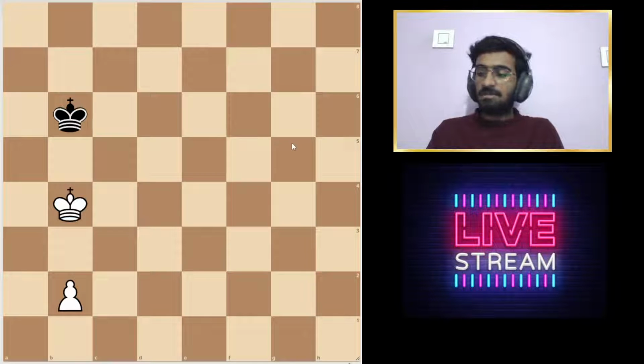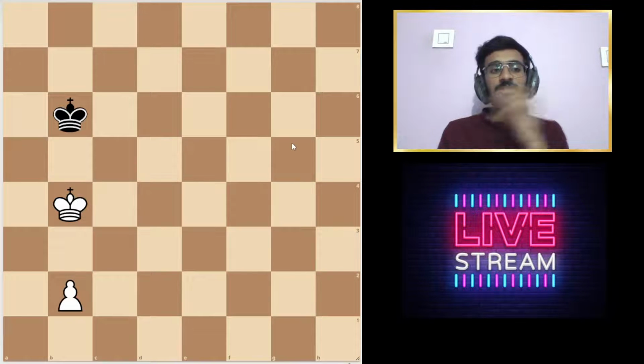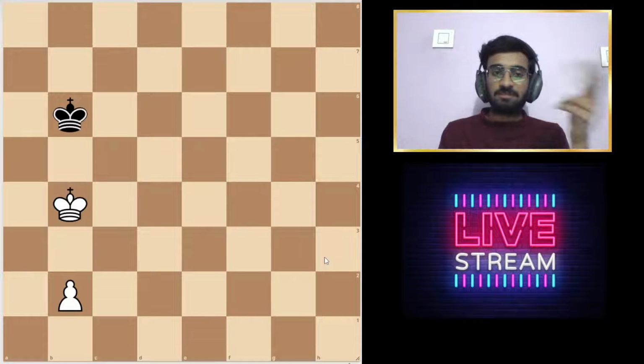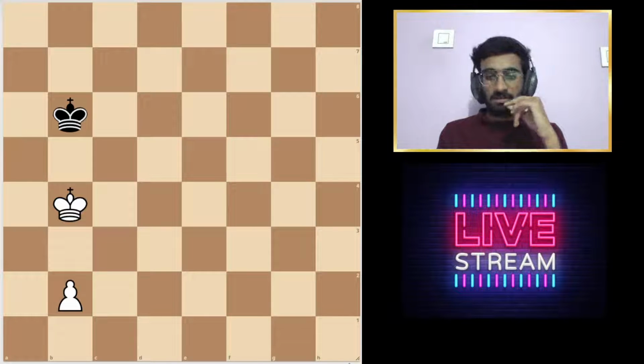But this position is different from the previous one. If you might have observed, in the previous position, king and pawn were touching each other. But here, the king is one step in front of the pawn. One step away. There is a gap of one square, you can say. So now think about this.